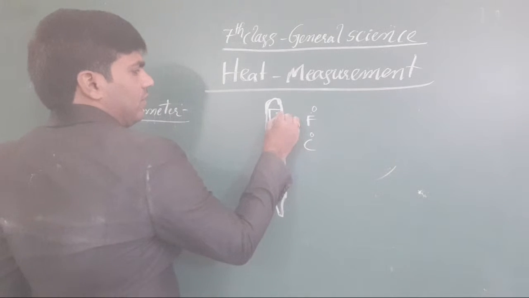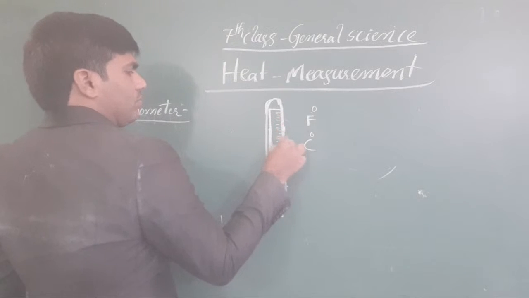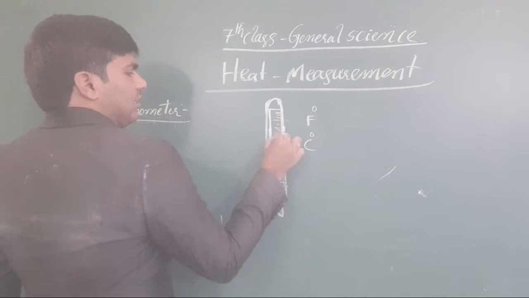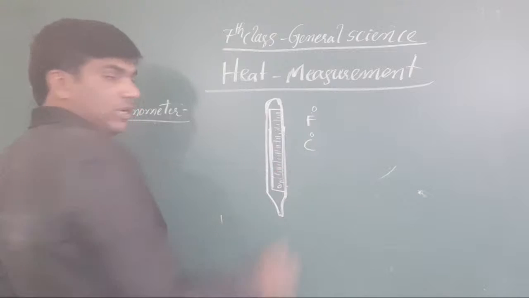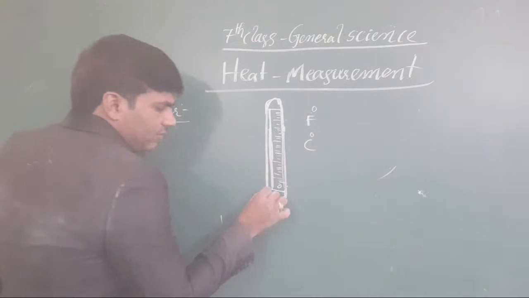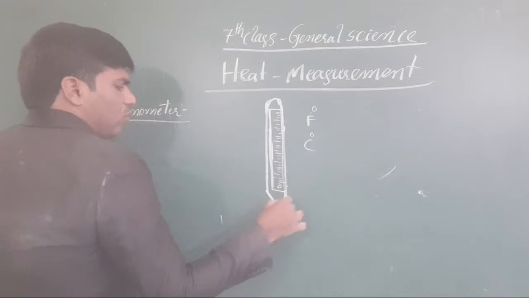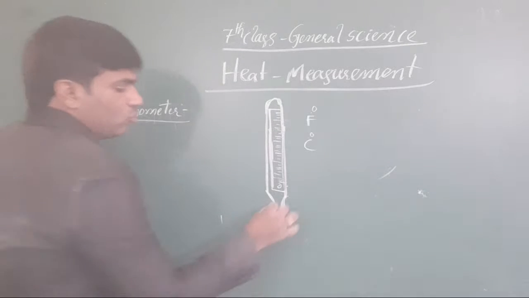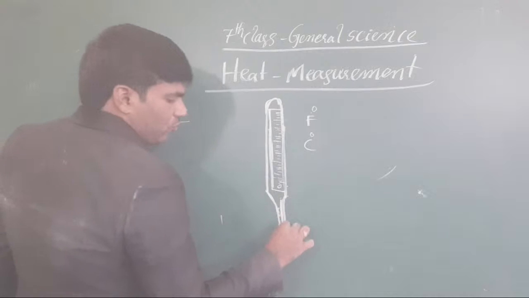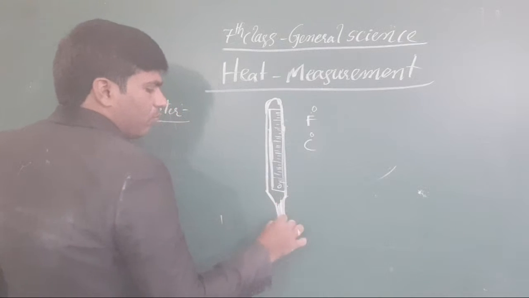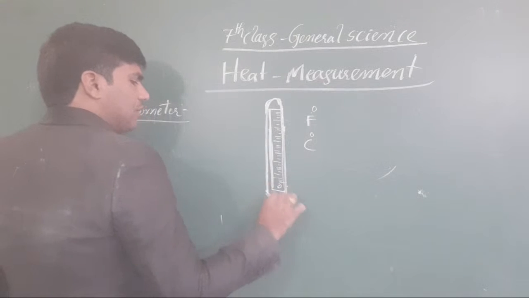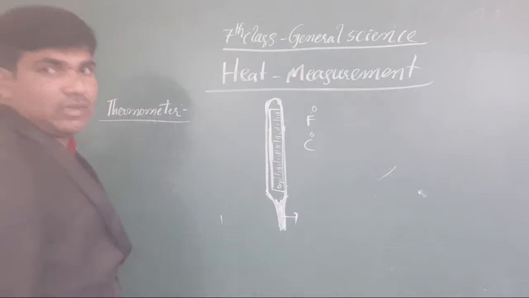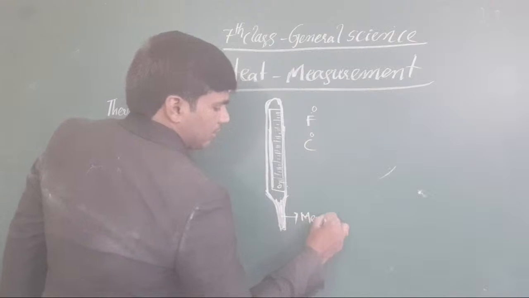Now in this one, somewhat equal parts are there on this particular scale. We divide it into equal parts. Got it? And at the bottom there is one more glass tube available. In this glass tube, what is there? In this particular glass tube there is mercury.